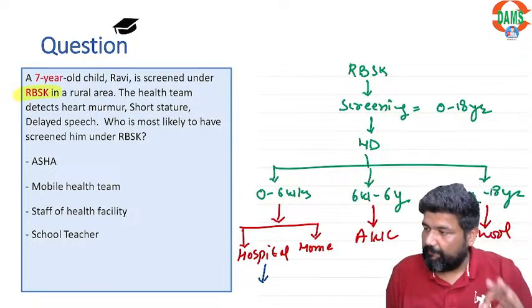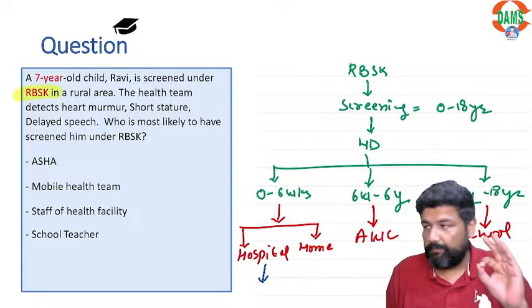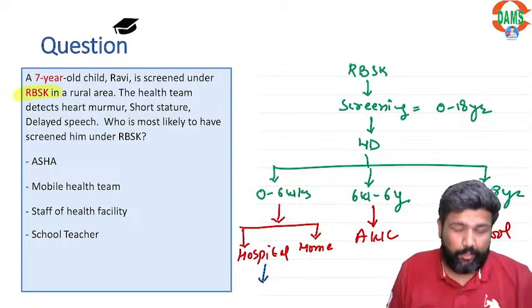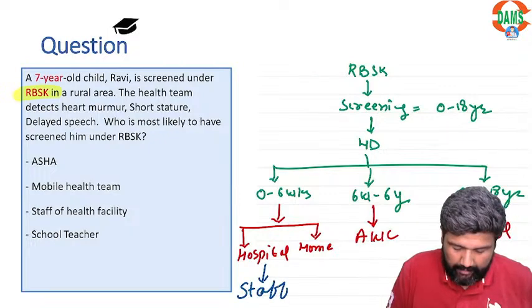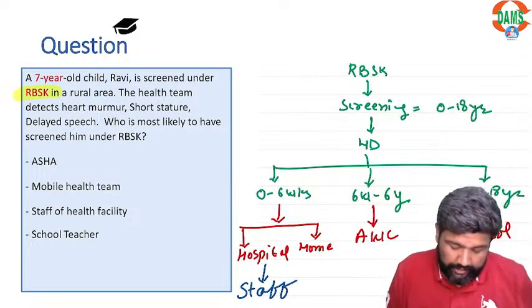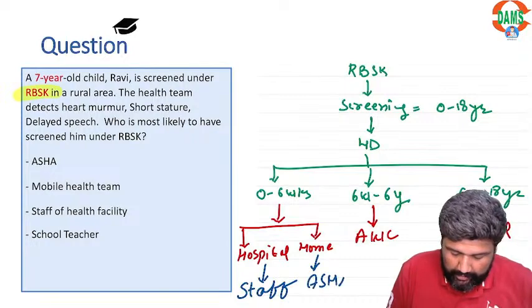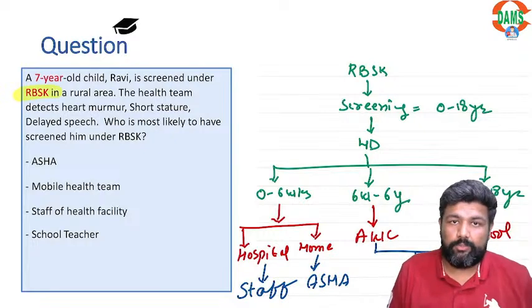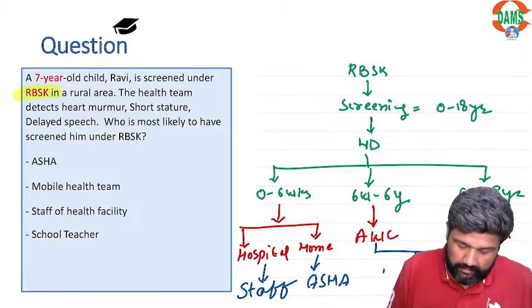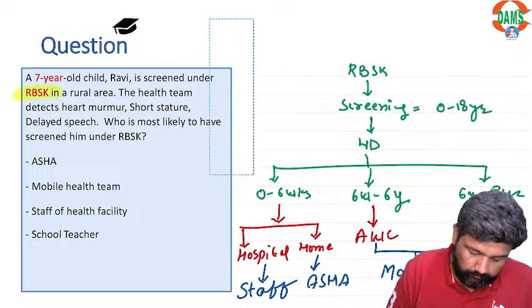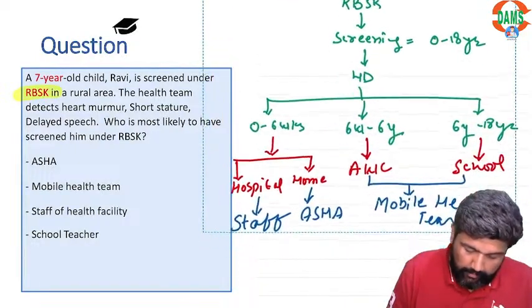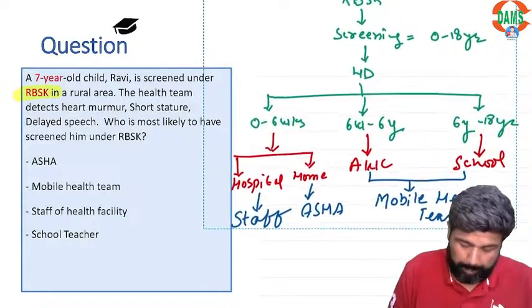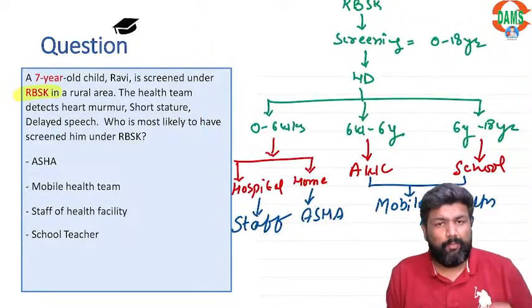If the child is in hospital, who is responsible? The staff is responsible. If the child is at home, who is responsible? The ASHA. But in the other two scenarios, the only person responsible is the mobile health team.